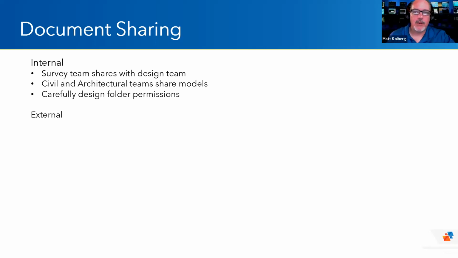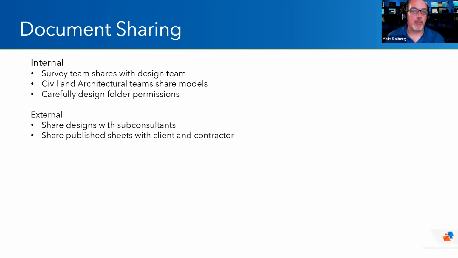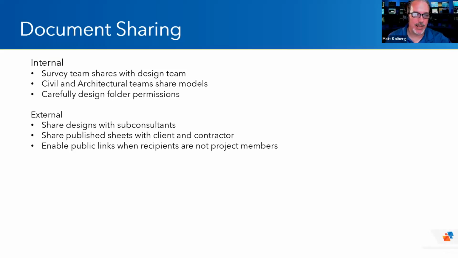Then external, right? You're sharing your designs or models with subconsultants, or you're sharing your published sheets, the actual construction documentation, with those same subconsultants or clients or contractors. If they are on Autodesk Docs and they are part of your ACC project, you just click share and you pick their names and it's easy. But what if they're not on Autodesk Docs? They're not going to be able to click your links and just go to that project because they're not logged in. They're not part of your official ACC project.